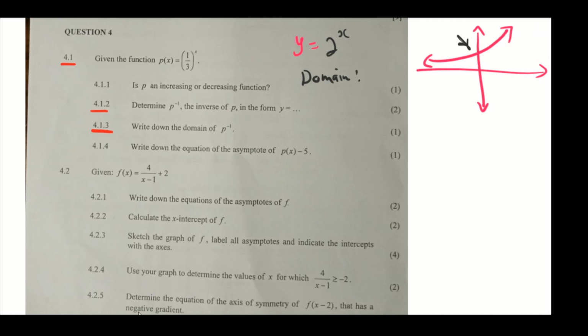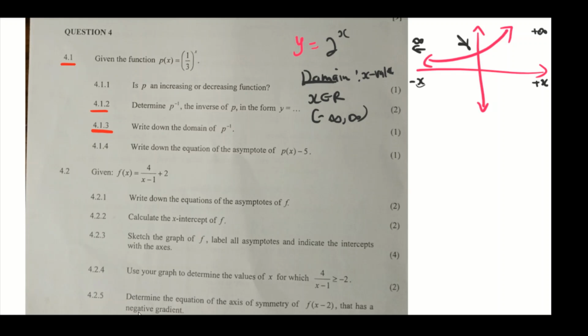Domain, we look at the x values. So if the x value here is positive, we know the x value here is negative. So we look at the movement of the x values. The function starts from negative infinity, and the x values go to positive infinity. So someone can just say x is an element of real numbers, or write minus infinity to positive infinity for the domain. You'd be correct.